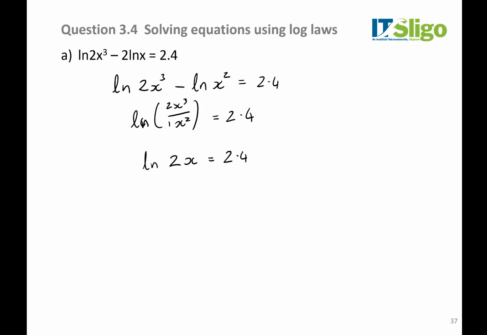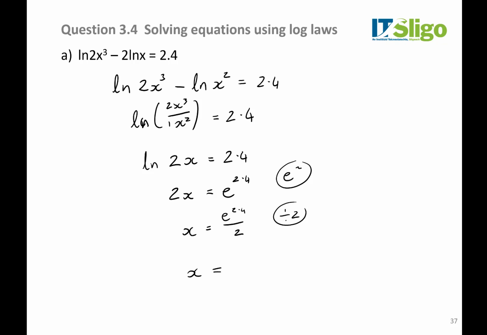We want to kill the natural log, so we get e. We raise both sides as a power on e. That knocks out the natural log on the left. And we get e to the power of 2.4. And finally, divide both sides by 2. And we get x is e to the power of 2.4 divided by 2.